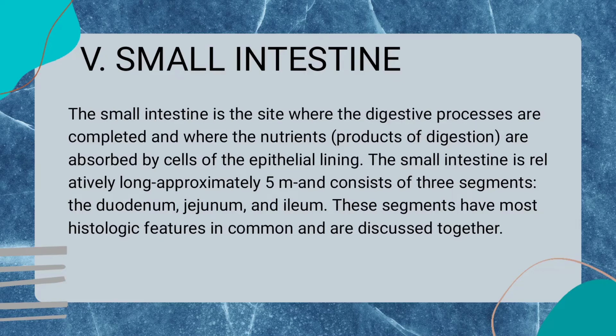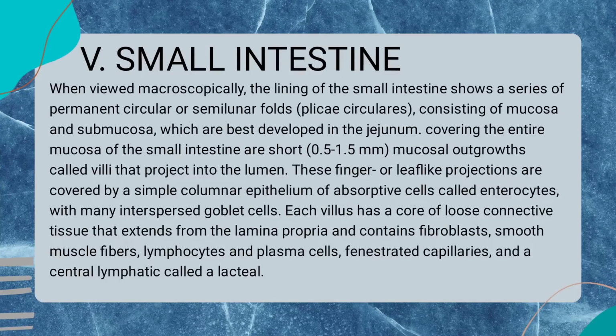Now, let's proceed to our next step. When viewed macroscopically, the lining of the small intestine shows a series of permanent circular or semilunar folds, or what we call plicae circularis, consisting of mucosa and submucosa, which are best developed in the jejunum.